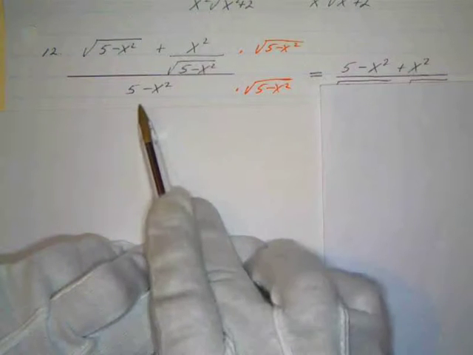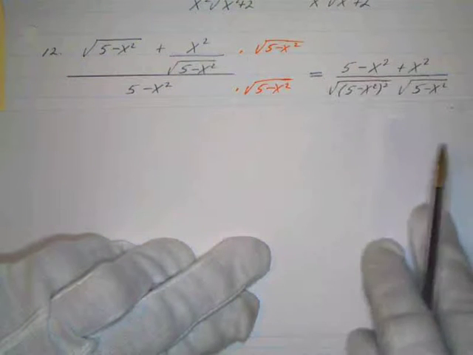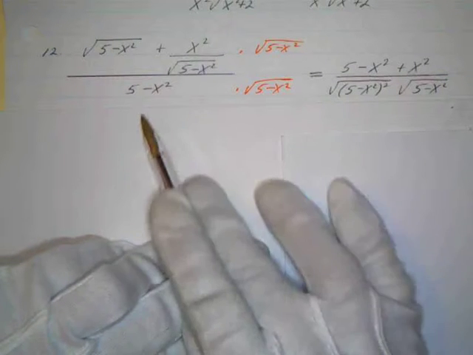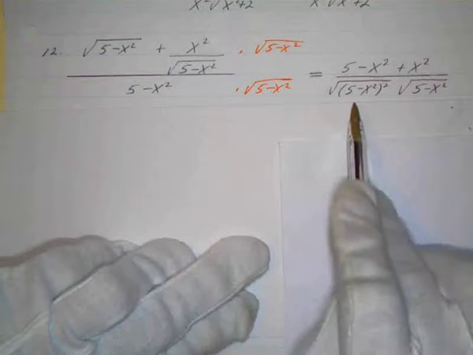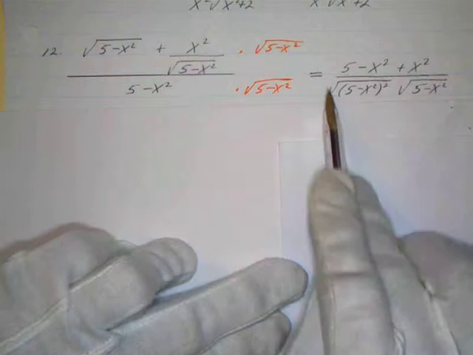And the bottom, now I'm kind of stuck with this. So I've got 5 minus x squared times the square root of 5 minus x squared. Now, in order to simplify this, we can really think of this as this. The reason why is we can kind of combine these. In other words, this is the same.